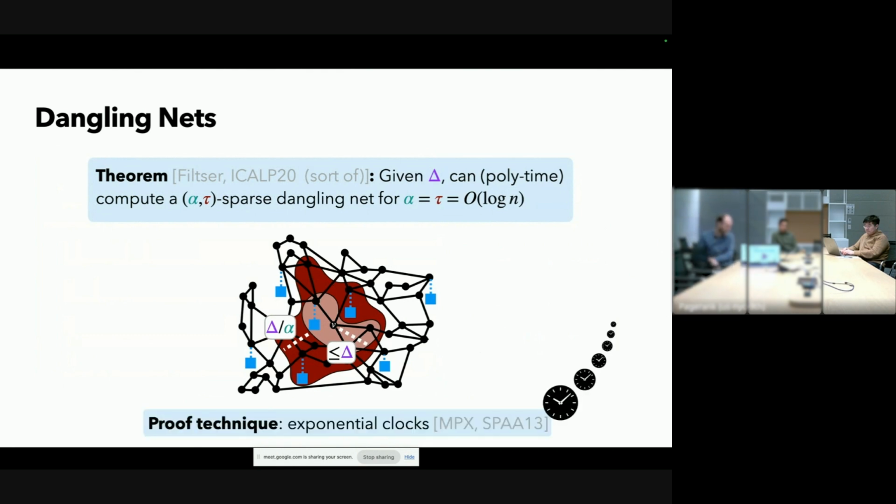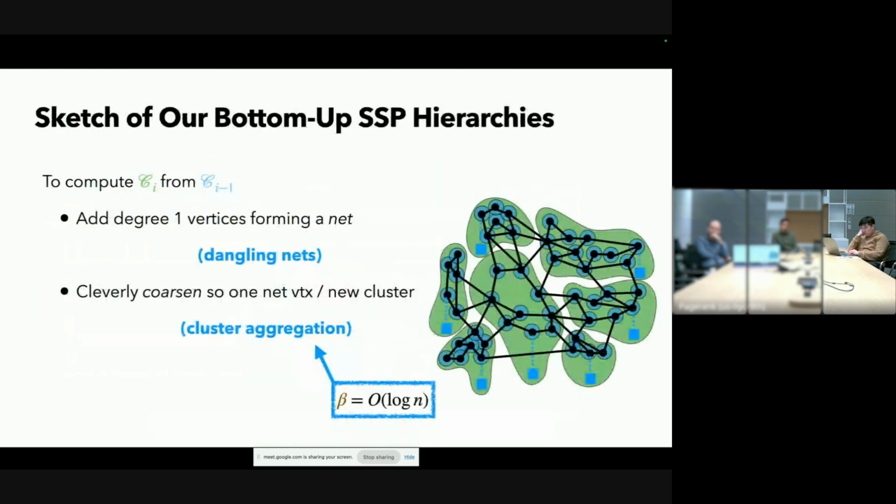And the technique is what we've been talking about, this exponential clocks idea from MPX. But I think this is an interesting result from parallel algorithms telling you something about the existence of some kind of graph structure. So let me move on.